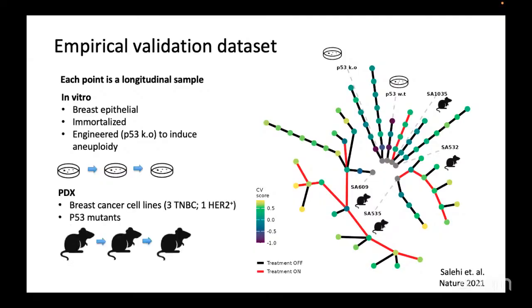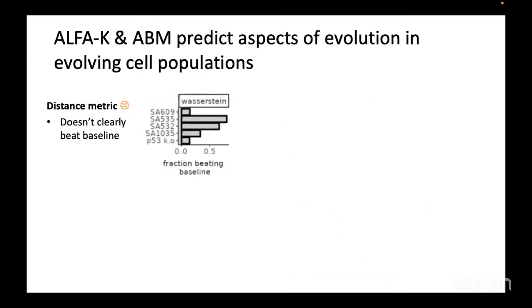And then we have these PDX lineages as well. So again, breast cancer cell lines, p53 mutants. And here, tumors are grown out in PDX models in mice. Tumors are harvested, implanted into the next mice. And this is our lineage. And we have samples of the tumors. So each point essentially represents one tumor grown in one mouse.